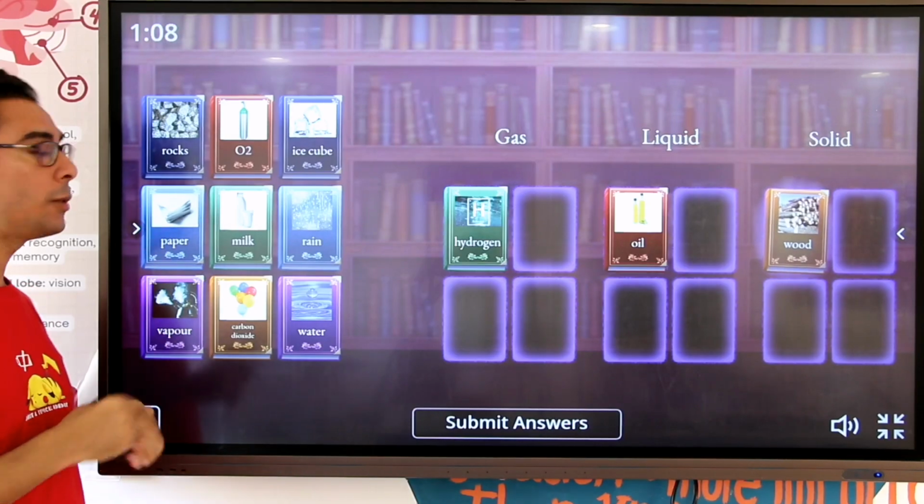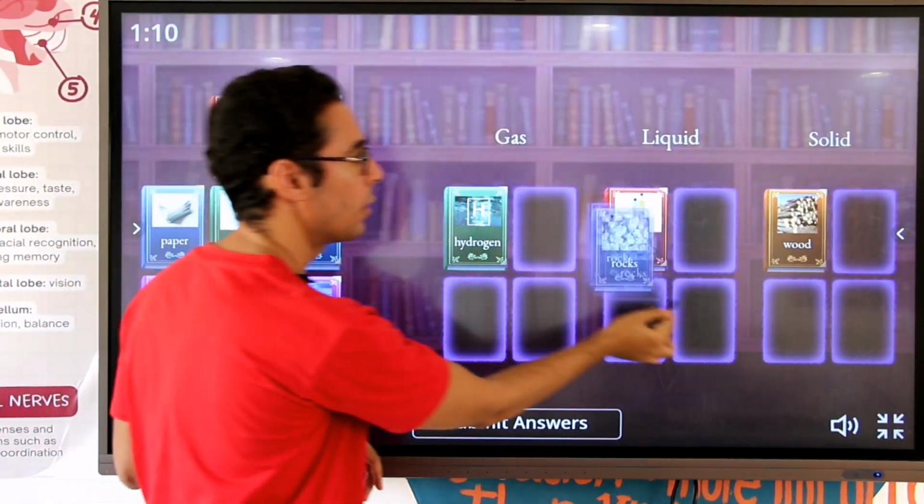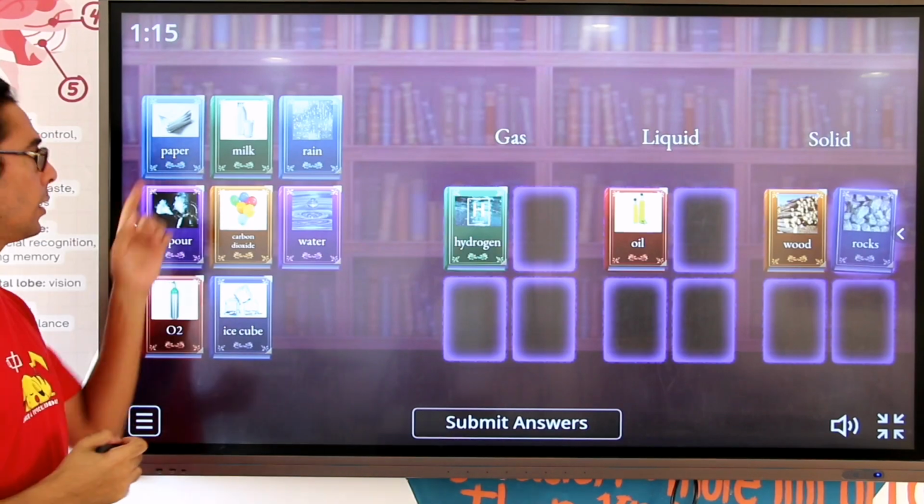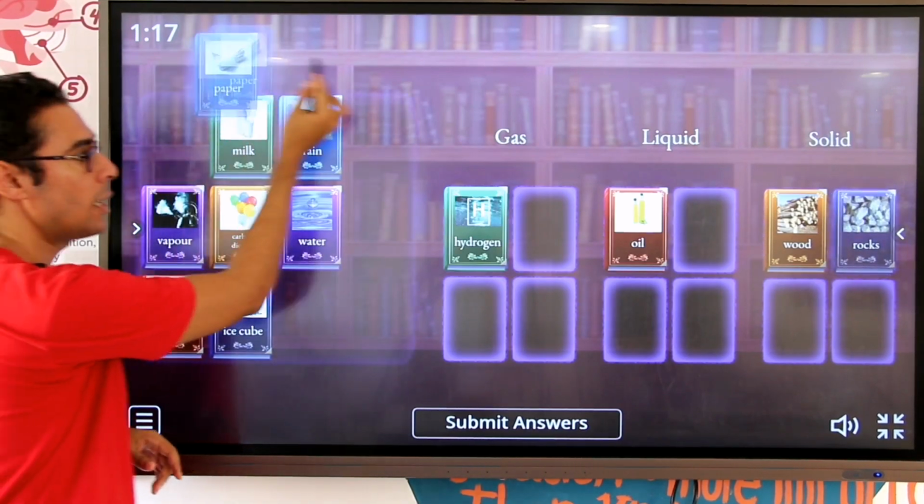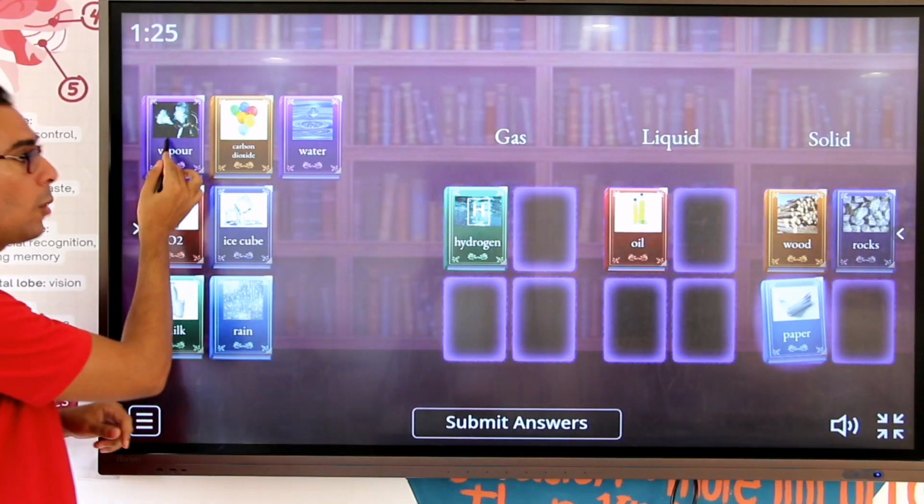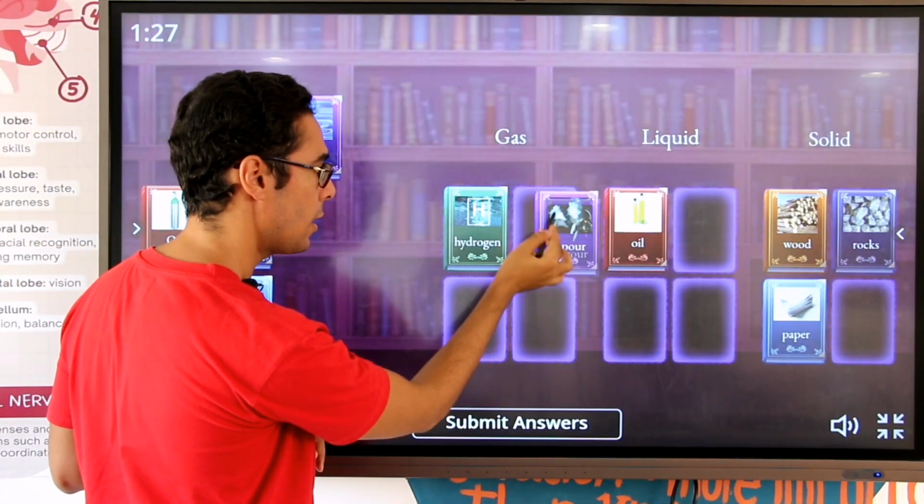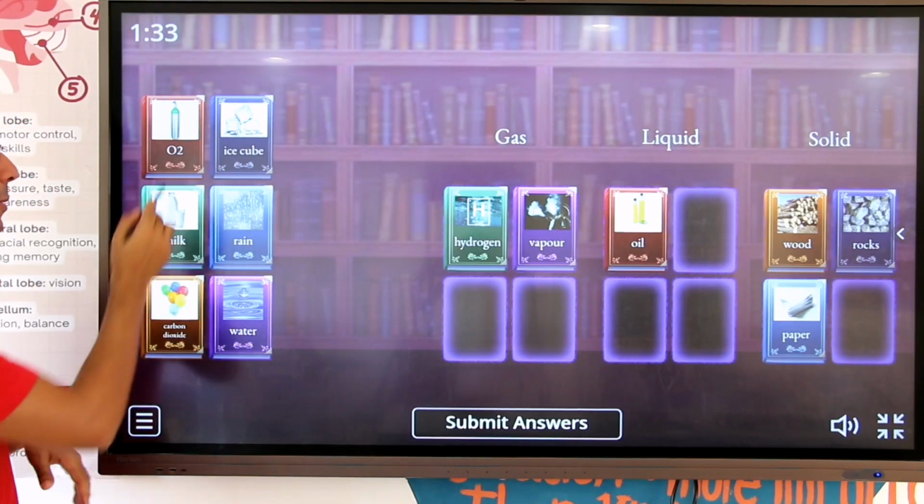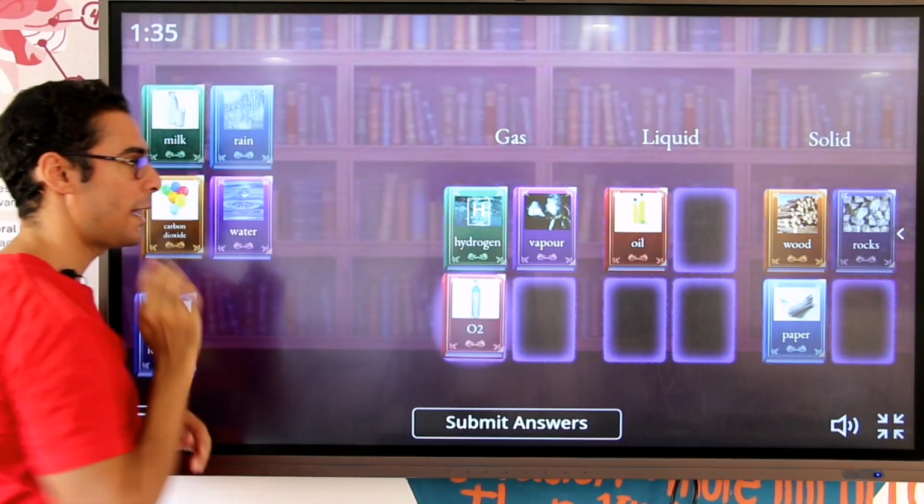The following one going to be rocks. The rocks, like the pieces of wood, both of them are solid. The next one, paper, it belongs to the same category. And the next one that we have here, water vapor, it's going to be gas. Okay, the following one, oxygen. I guess that's a common gas we breathe. Oxygen going to be gas here.